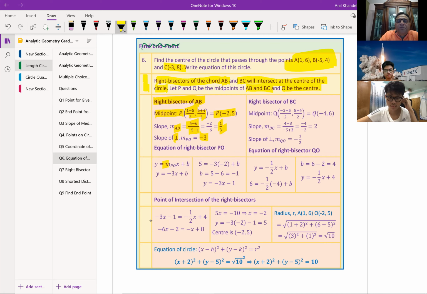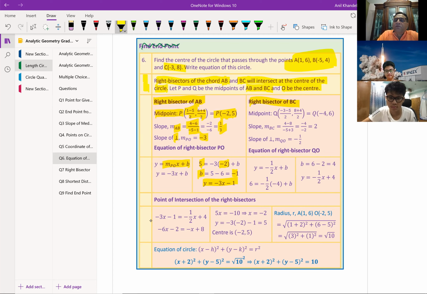Now, with that slope and the line passing through the midpoint (-2, 5), we'll find the equation of the right bisector. So we'll write the equation as y = -3x + b. Substituting the midpoint, which is (-2, 5), we can find the value of b, which comes out to be -1, and therefore the equation of the right bisector of this chord is y = -3x - 1. Perfect.